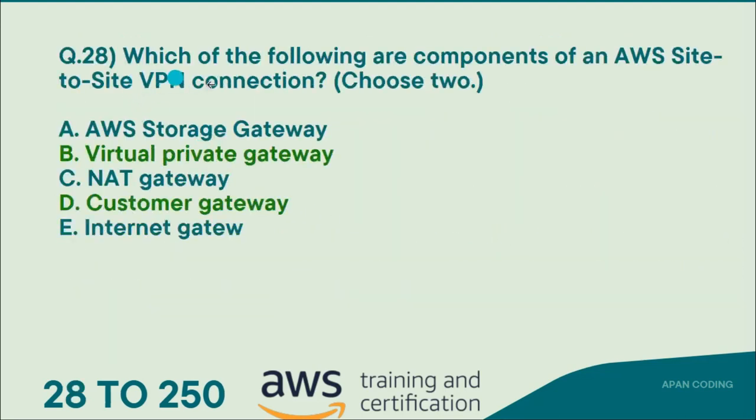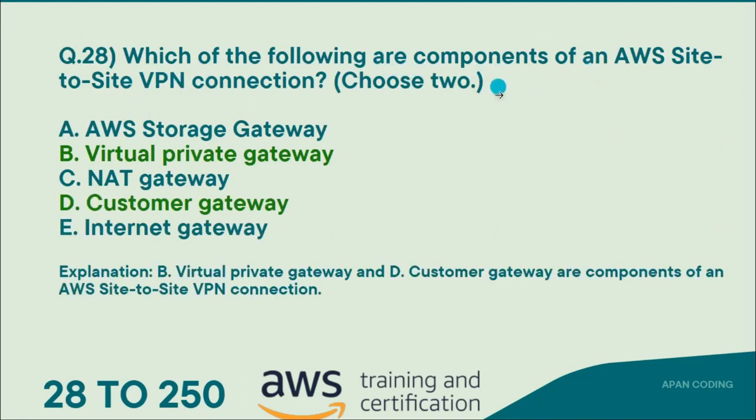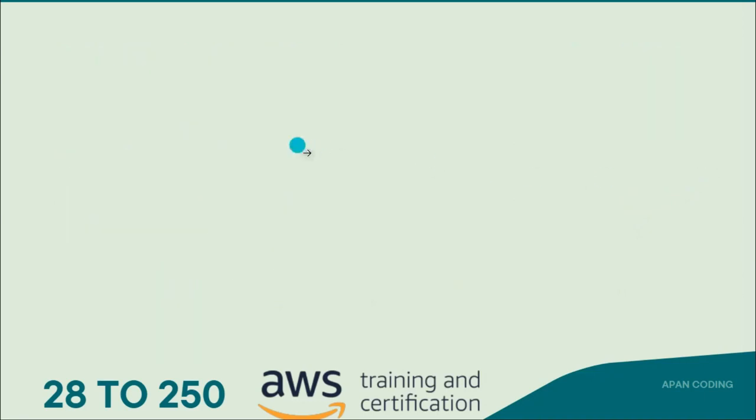Which of the following are the components of the AWS site-to-site VPN connection? Which components, friends? The virtual private gateway, which means VPG, and the customer gateway. Okay friends, you can see the explanation here. The virtual private gateway and the customer gateway are components of an AWS site-to-site VPN connection. Now move on to the next, friends.